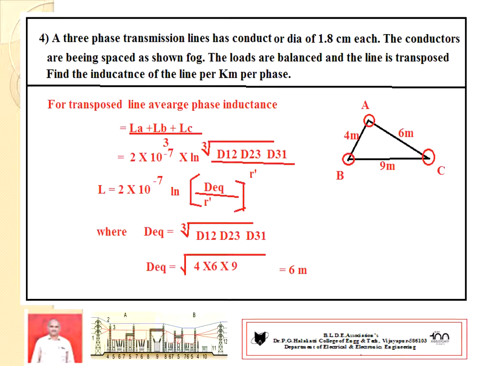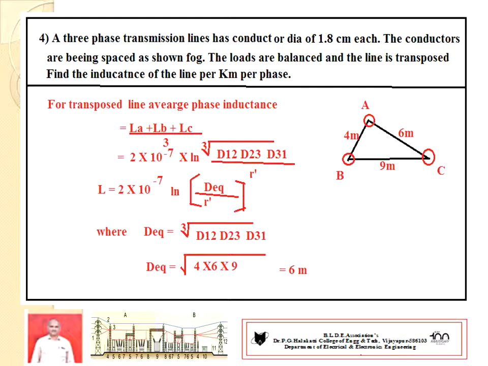A three-phase transmission line has conductors of diameter 1.8 centimeter each. The conductors are placed as shown in the figure. The loads are balanced and the line is transposed. Find the inductance of the line per kilometer per phase. Read the problem and try to understand the spacing between the conductors.